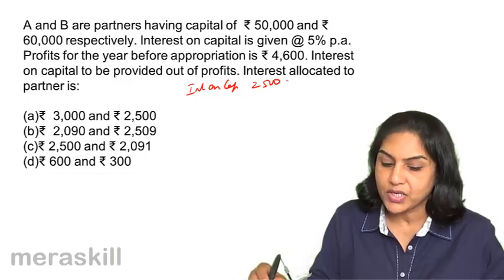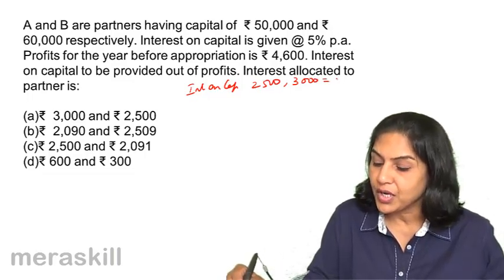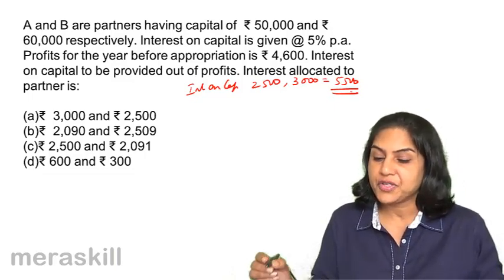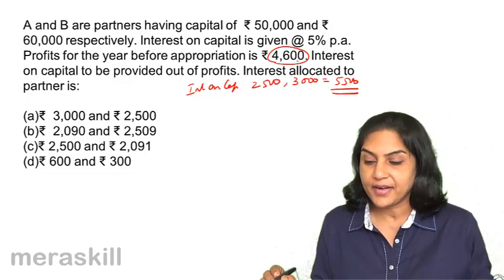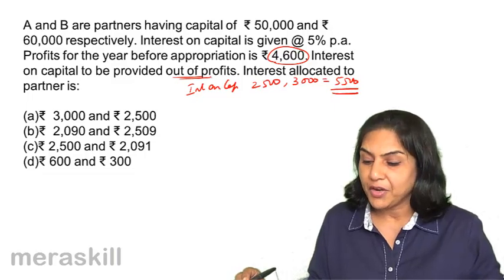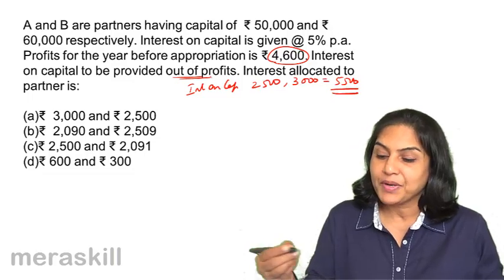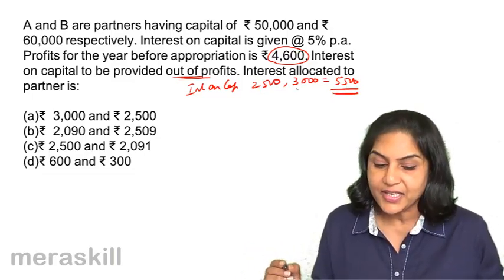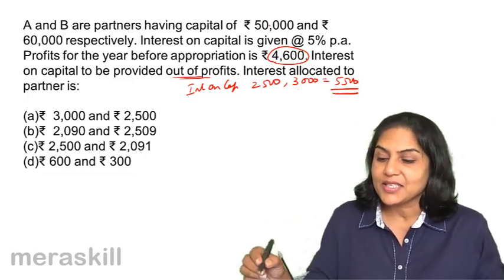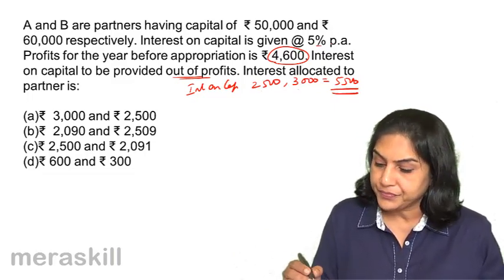Interest on capital works out to 2,500 and 3,000, a total of 5,500, whereas profits are only 4,600, and interest on capital is provided only out of profits. Therefore, how would the profits be distributed? It would be distributed in the proportion of this interest or in the proportion of the capitals, which would be the same thing since the same rate of interest is being applied. So what would be the amount?